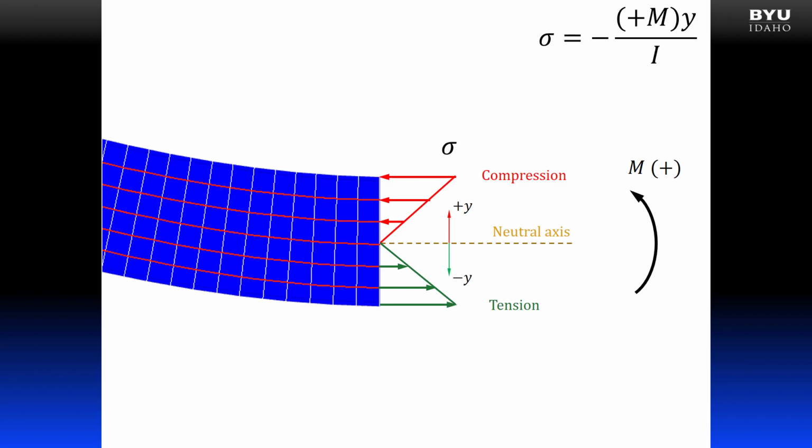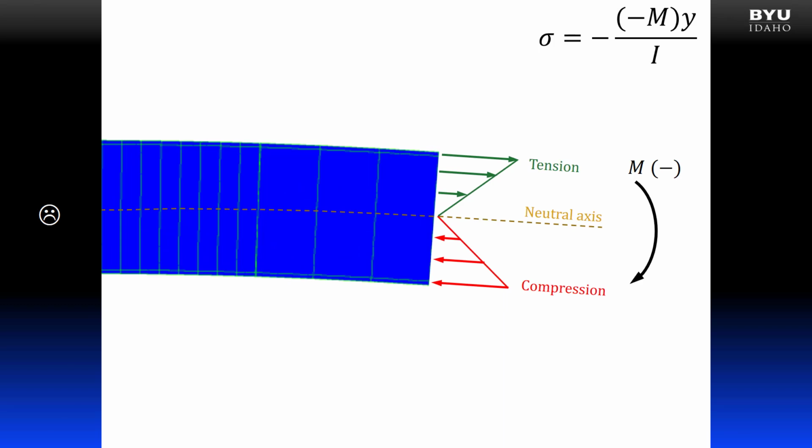As the magnitude of the variable y increases, the magnitude of the normal stress increases. Stress is maximum on the cross-section at the furthest distance from the neutral axis. In a cross-section symmetrical about the neutral axis, the maximum tension and compression stresses are equal in magnitude. For cross-sections that are not symmetrical about the neutral axis, the maximum tension and compression stresses are not equal in magnitude, and the maximum stress will be found at the point furthest from the neutral axis.